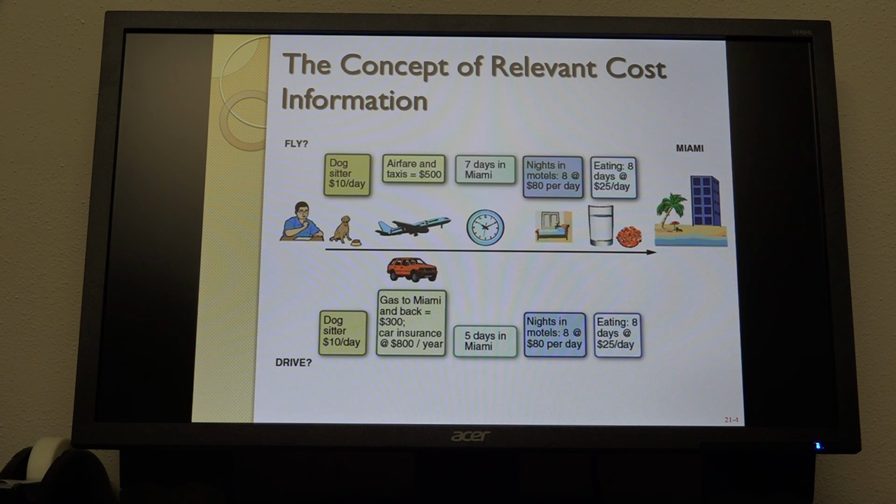Is it worth $200 more for me to fly in order to get 2 more days in Miami, or should I just drive? And the decision's up to him. I mean, I can't say which is the correct answer or not, but in business decisions, it's usually a little more cut and dried. Here, not so much.